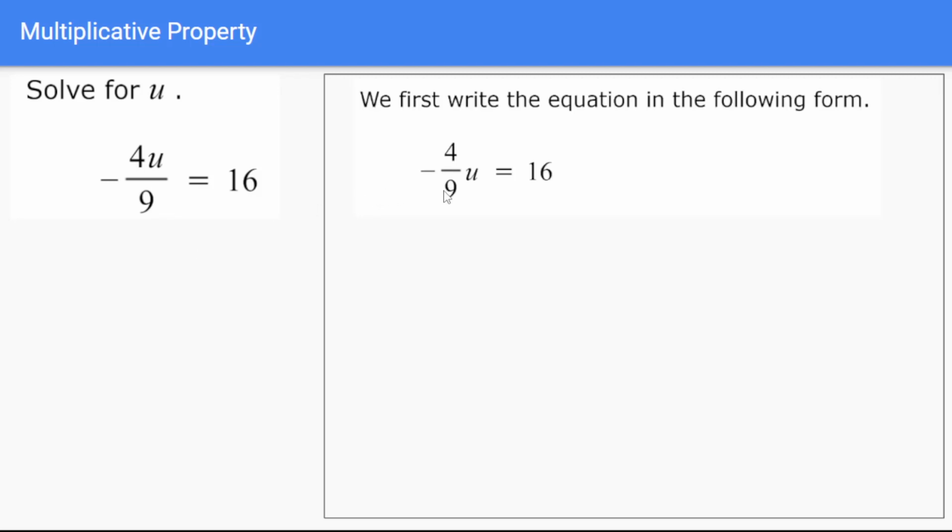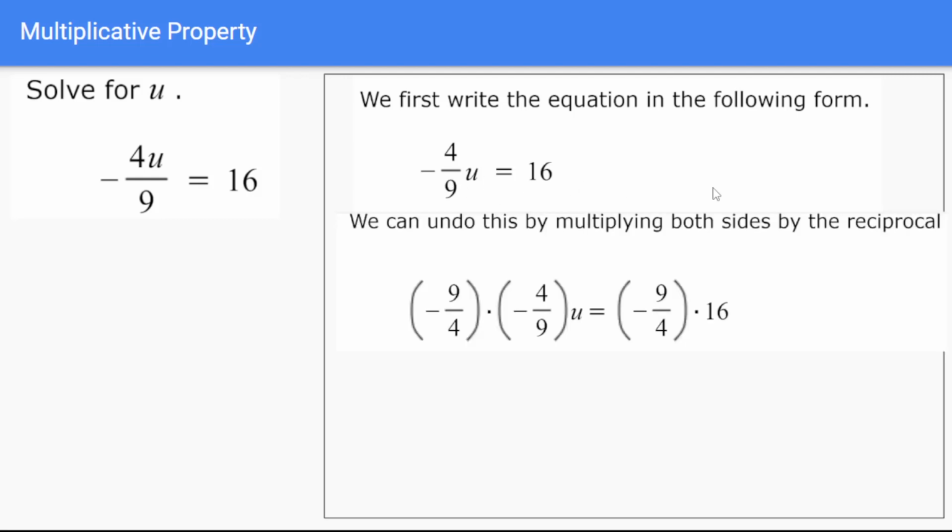Step one, we want to rewrite this in a way that's easier to maneuver and manipulate. So now we write it as negative 4 over 9 times u equals 16. Step two, we can undo this by multiplying both sides by the reciprocal. So we had negative 4 over 9. Now we have negative 9 over 4. We're going to multiply negative 9 over 4 on both sides. You'll see the 9's cancel, the 4's cancel. So that gives you u.